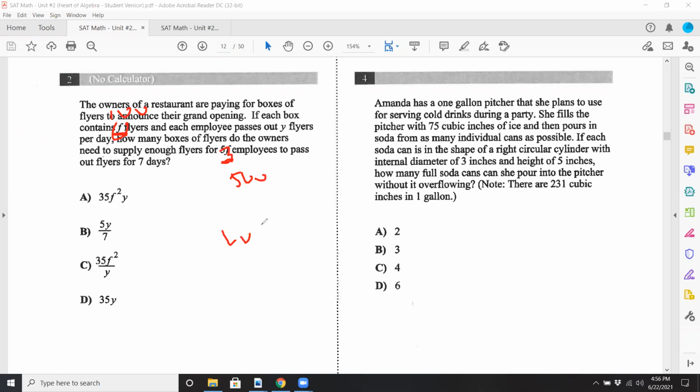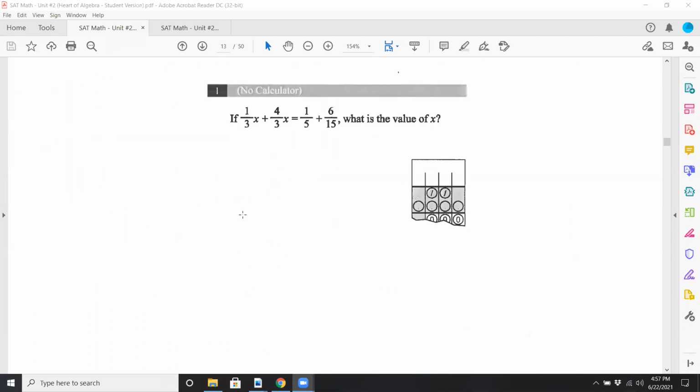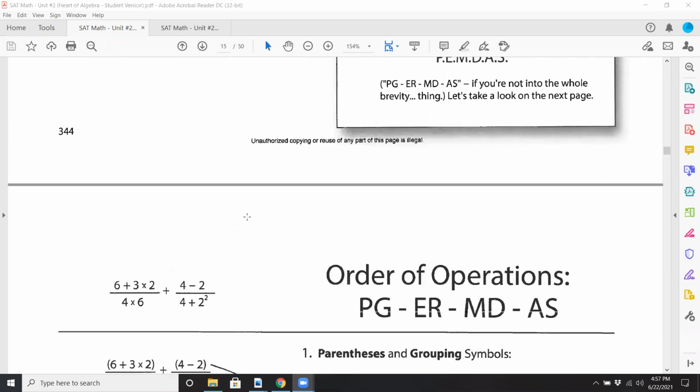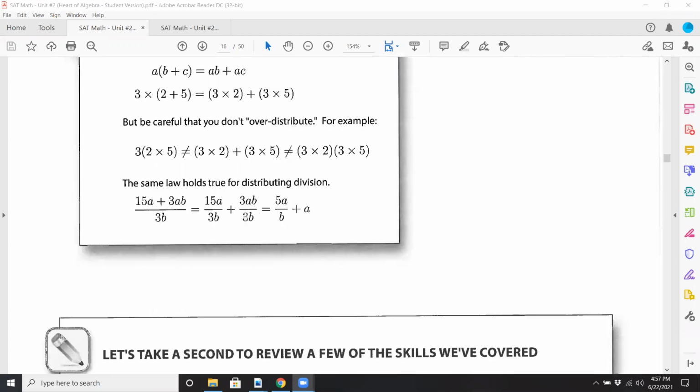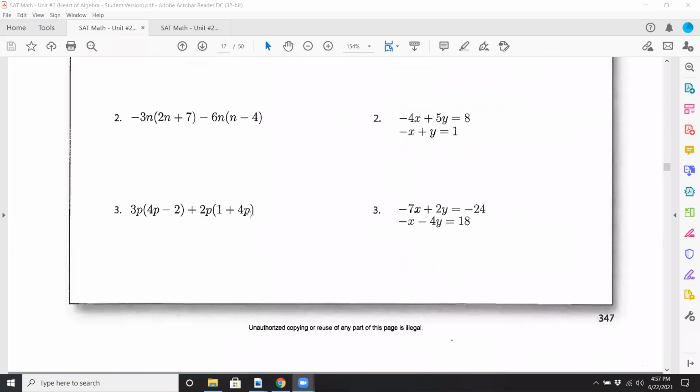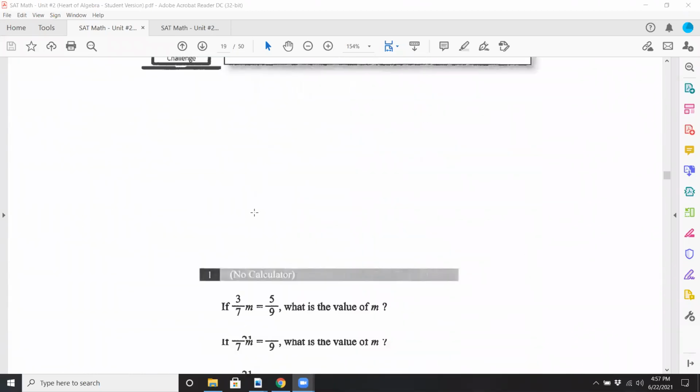So that means I need 1,000 boxes for them for 7 days. So I need 7,000. So then D would work. So I knew that was the answer. Yeah, so anyway, that was my fault. The variable for the employees had to use that same one that I did earlier from the number of flyers in a box. I just messed up when I defined it, because all of a sudden I made F equal two different values. So anyway, all right, let's keep moving.